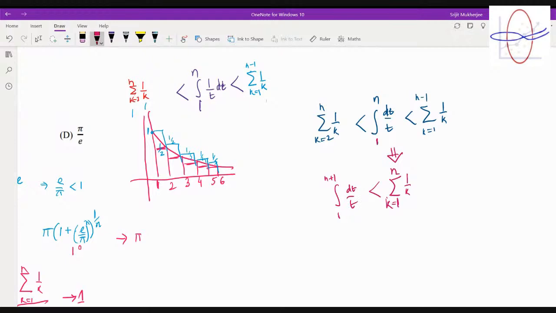Just try to understand this. We want to get this, so it's 1 by n. So if you put n over here, it will be n plus 1. So that's how we get the lower bound. Now to get the upper bound, we need to just add k is equal to 1.